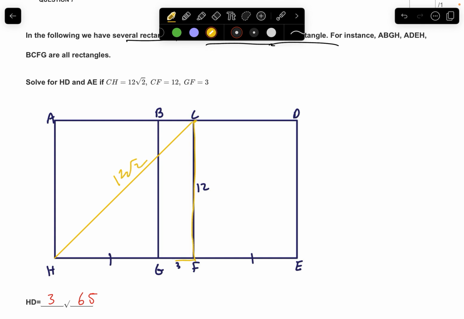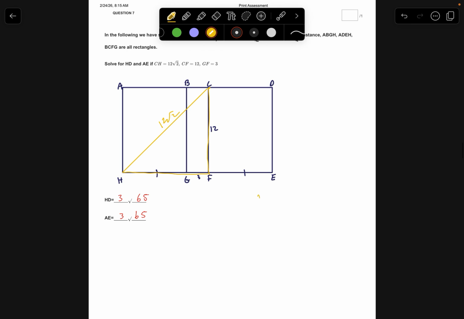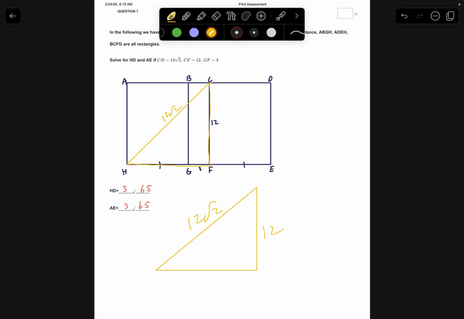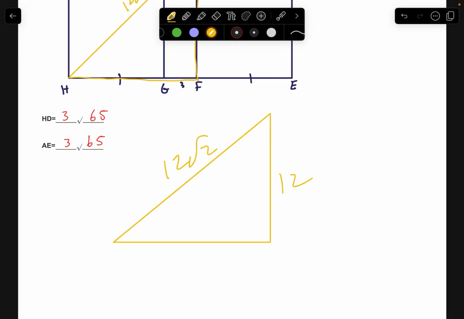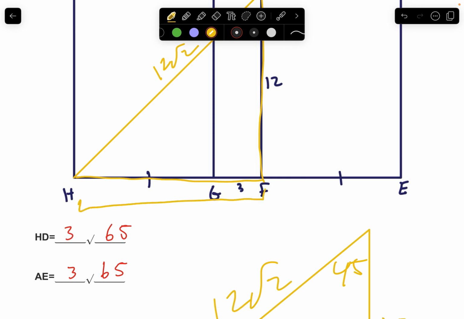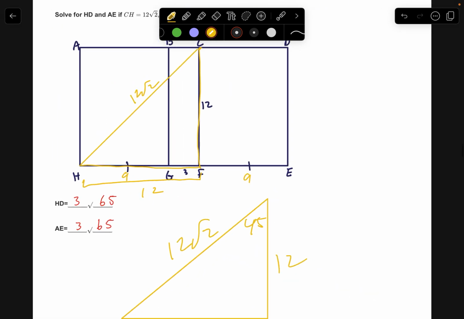Looking at this triangle, I'm going to draw it off to the side. I can already see what to do. 12 root 2, this side is 12. They tell us that. It's the same thing we just did. If that's 12 root 2 and that's 12, that's a 45, 45, 90. This is going to also be 12. So if this entire side is 12, that means this part has to be 9. They said this part's equal, so it's going to also be 9. Okay, so we have all that.